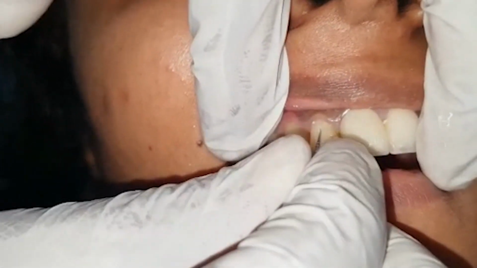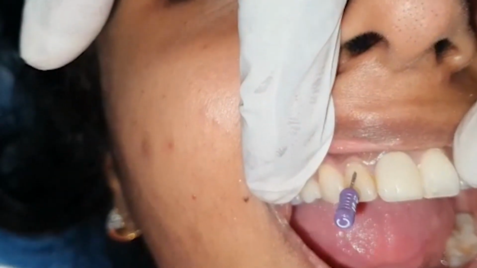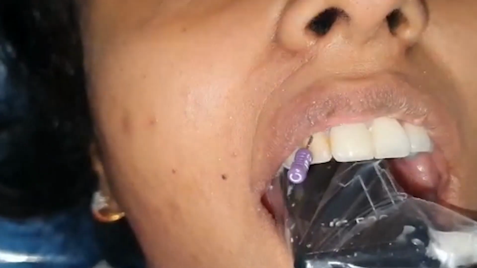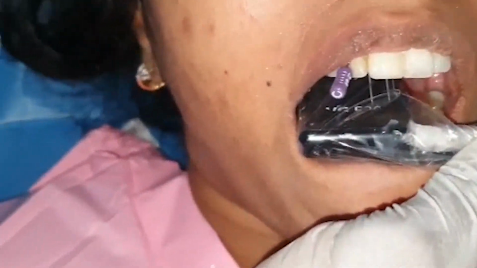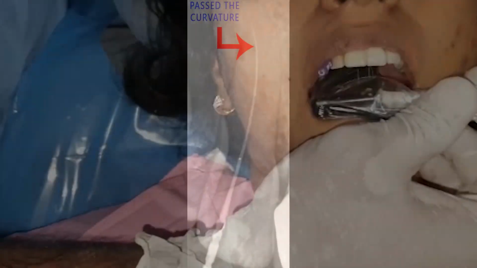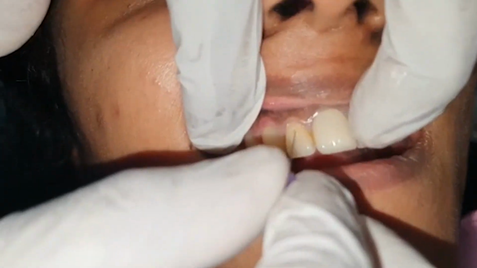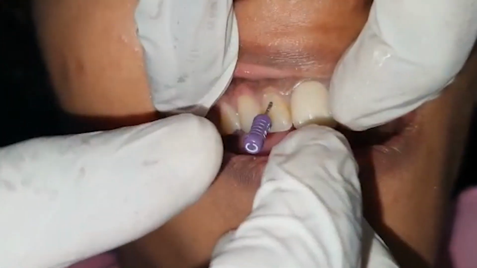Now you can see that I have reached just above the curve, and now I am going to negotiate the curve. You can see that I am working on the outer wall, and I have moved past the curvature, and I am taking an X-ray to see whether I have moved past the curvature. You can see that I have moved past the curvature. Now I just continue working till the apex.